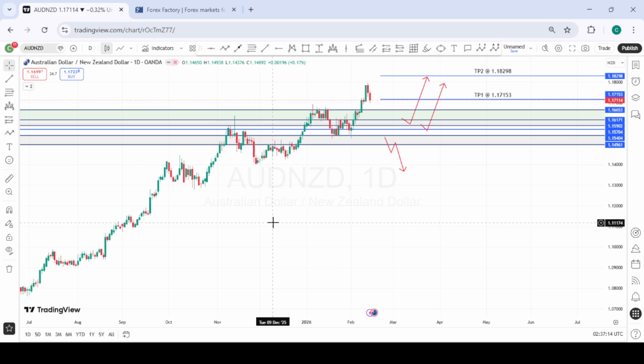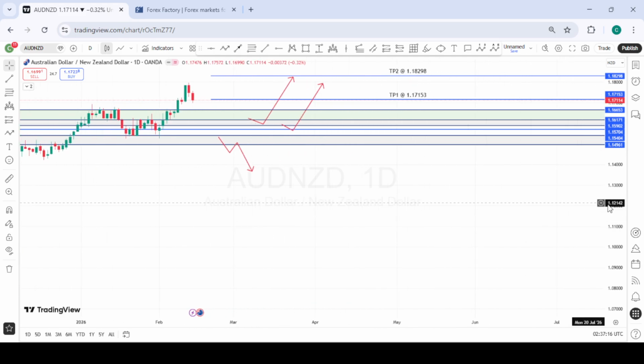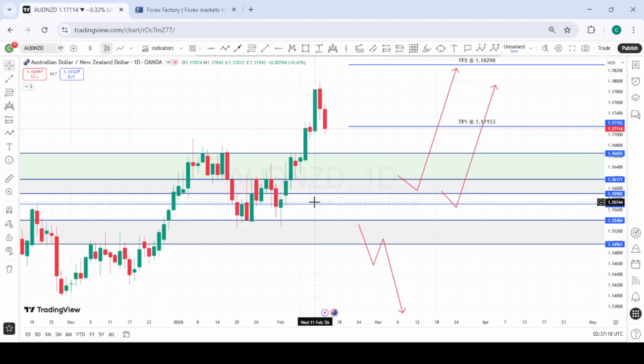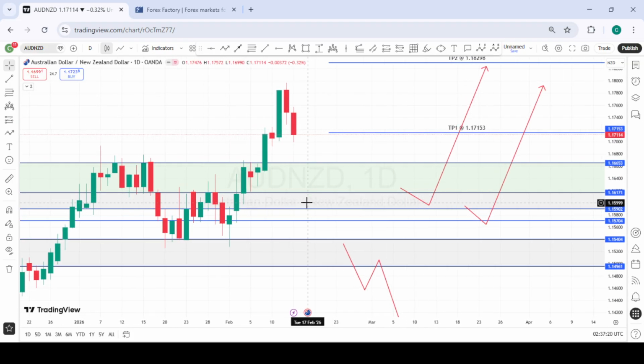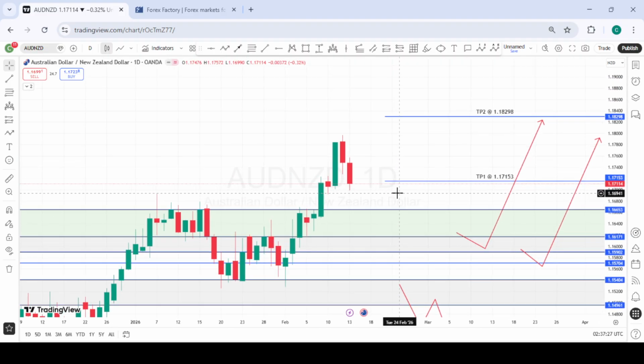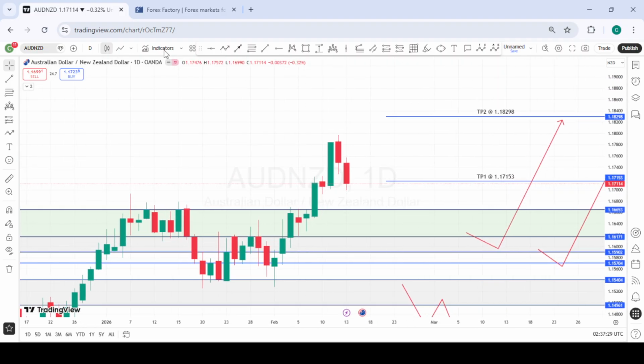We have your AUDNZD. So for AUDNZD, last week we anticipated that price was going to pull back to these two zones we have here to give us buying opportunities to the upside. Price never pulled back to those areas and gave us a new structure. So going into next week, we are looking for it to pull back into this area of interest we have, this very first one. Then we look for buying opportunities to the upside.